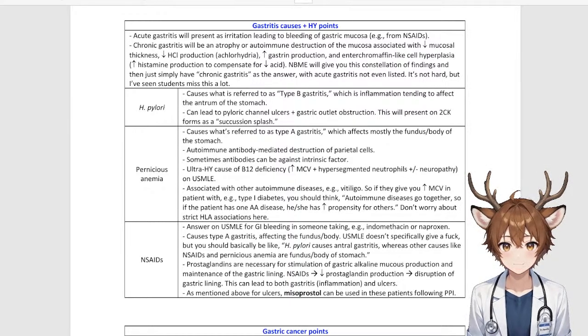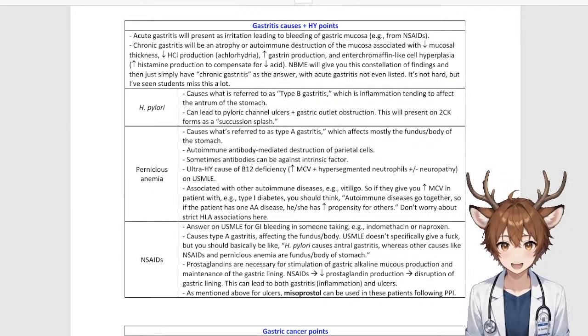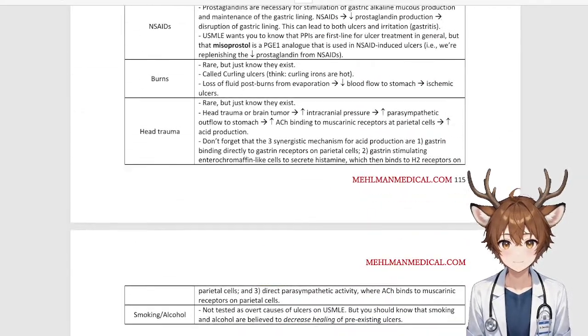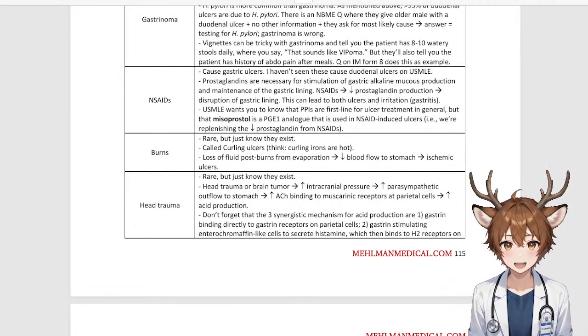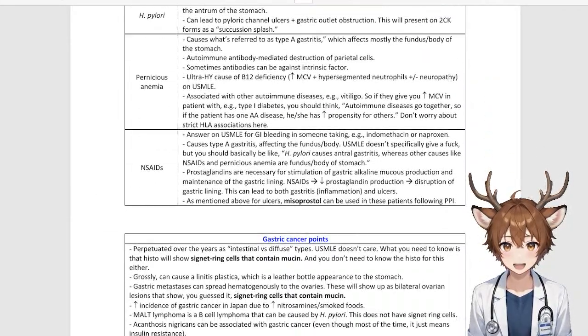As mentioned above, for ulcers, misoprostol can be used in these patients following a PPI. I want to go back to that briefly if I can. Yes, misoprostol is a PGE1 analog, hence why it's useful in this context.